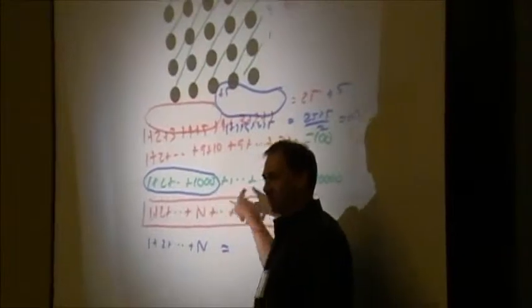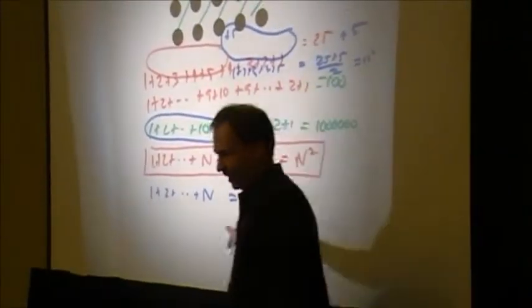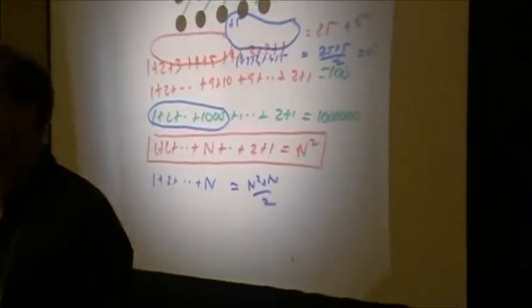Yeah, add an n to both sides. N squared plus n. Double what I wanted. And then you've got the famous formula. I believe that's a famous formula.